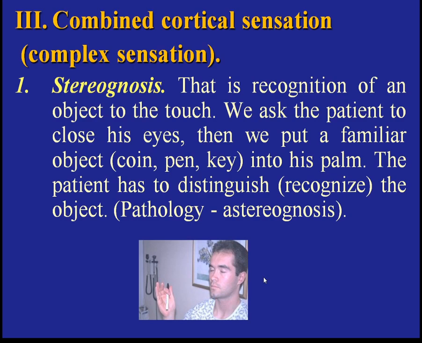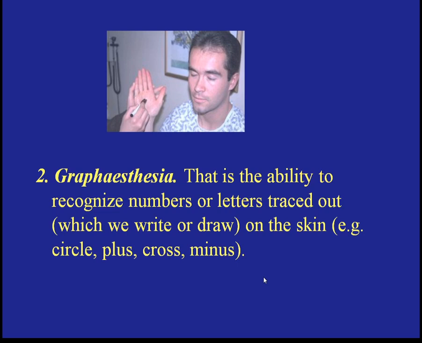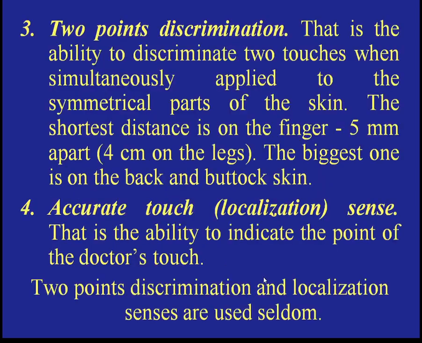In case of pathology, we speak about astereognosis. Graphesthesia, that is the ability to recognize numbers or letters traced out, which we write or draw on the skin, for example, circle, plus, cross, minus. Two-point discrimination. That is the ability to discriminate two touches when simultaneously applied to the symmetrical parts of the skin. The shortest distance is on the finger, 5 millimeters apart, 4 centimeters, for example, on the legs. The biggest one is on the back and buttock skin, maybe 6 centimeters apart, for example.